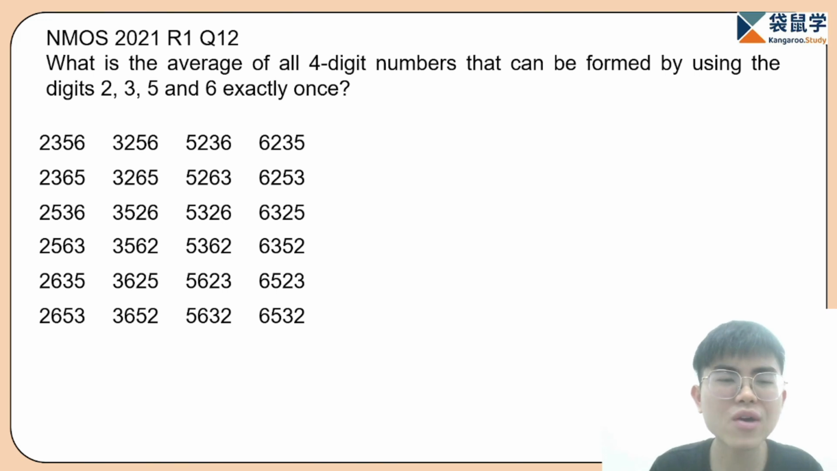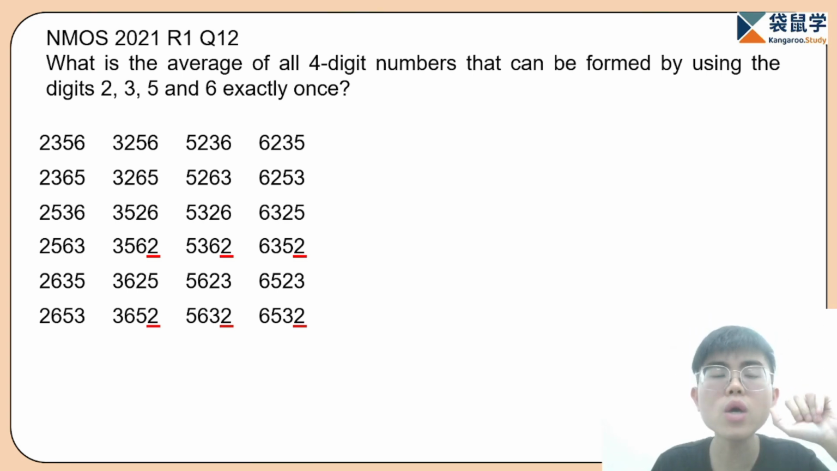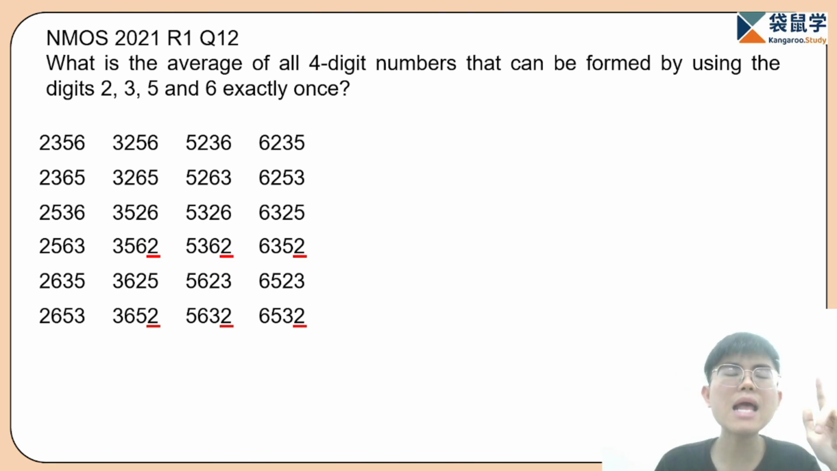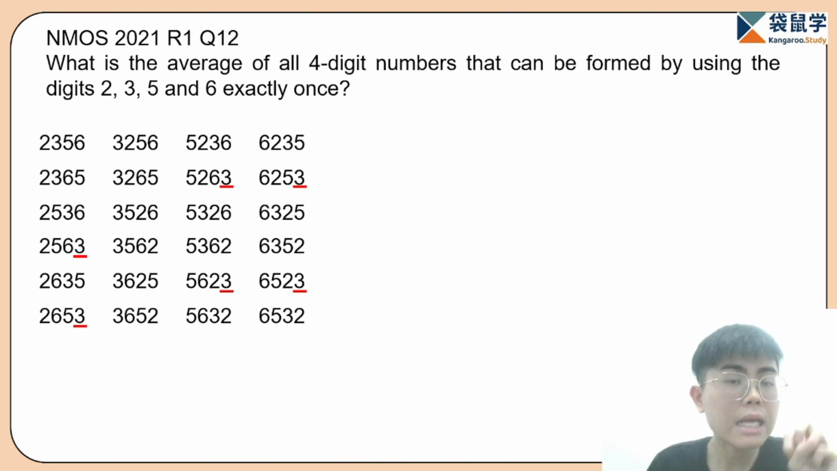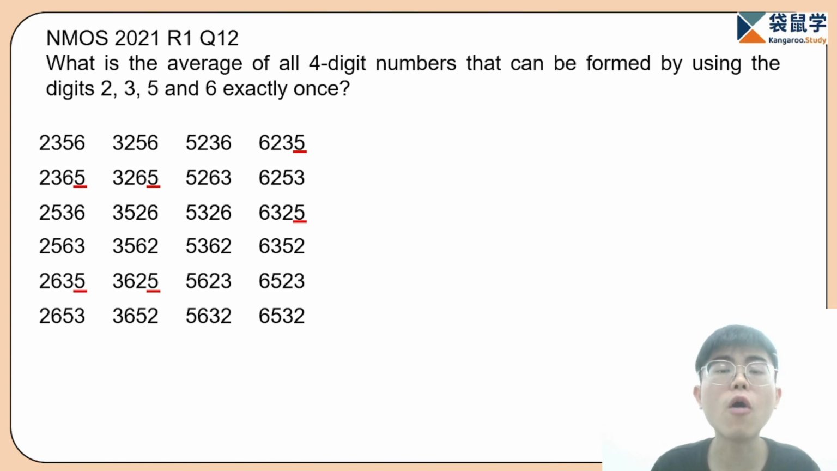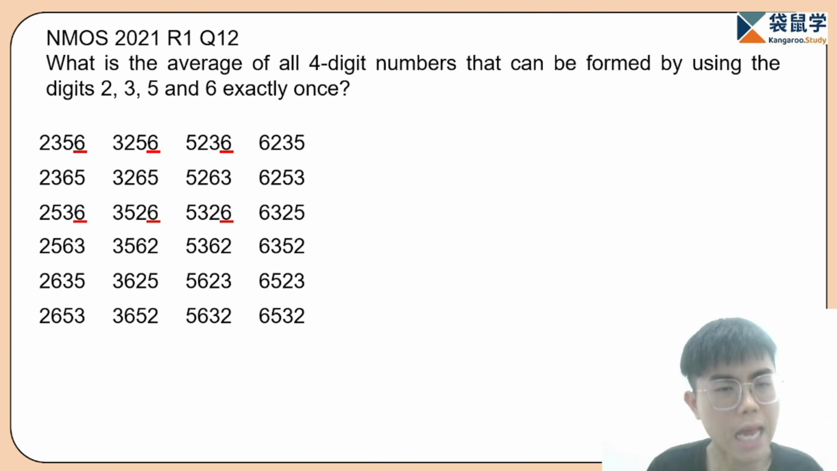Now let's take a look at the ones digit of each of them. You can see that 2 appears 6 times, right? 2 appears 6 times. And let's take a look at number 3. You'll realize that number 3 also appears 6 times. And next, number 5. Number 5 also appears 6 times over here. And how about number 6? Number 6 also appears 6 times.